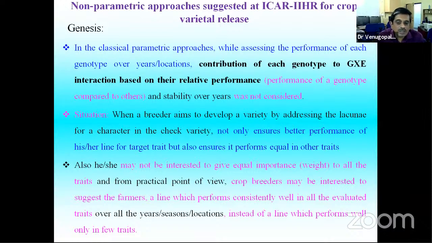Coupled with all this, the crop breeder may be interested to suggest to the farmer a line which performs consistently well in all the evaluated traits, in all the years, seasons or locations, instead of a line which performs well only in a few traits. So this is the crux of the method we have proposed. The breeder's aim is to suggest to the farmer a particular line which performs very well in all the traits and is also stable for all the traits over locations or over years, whatsoever may be the reason.